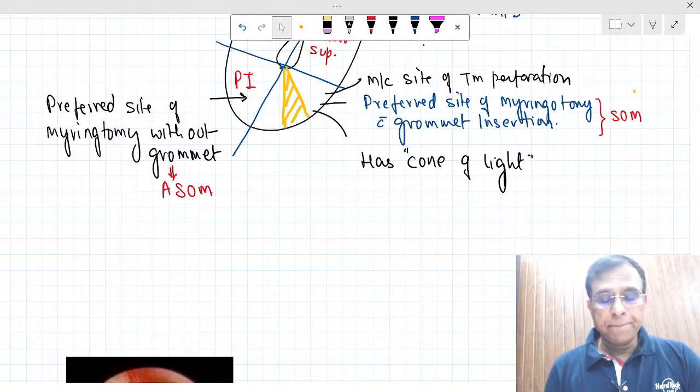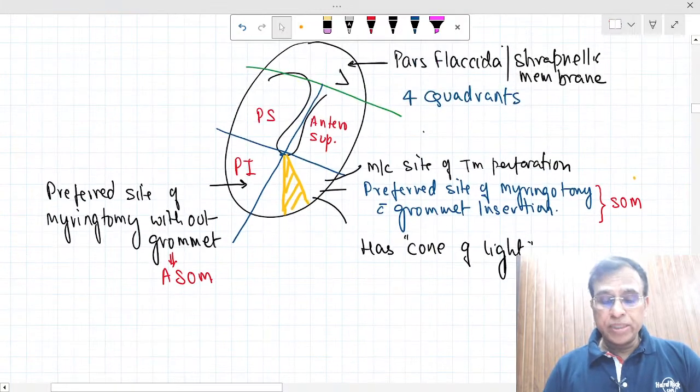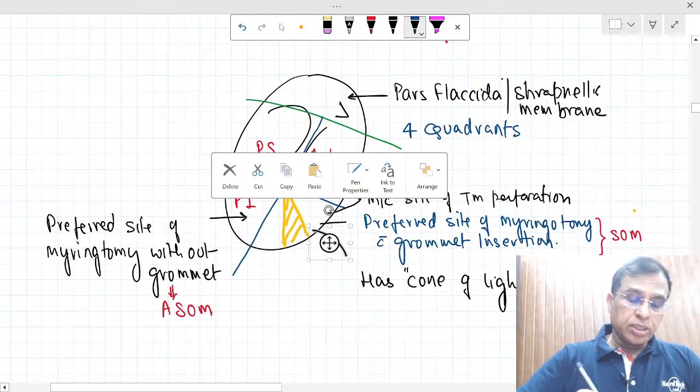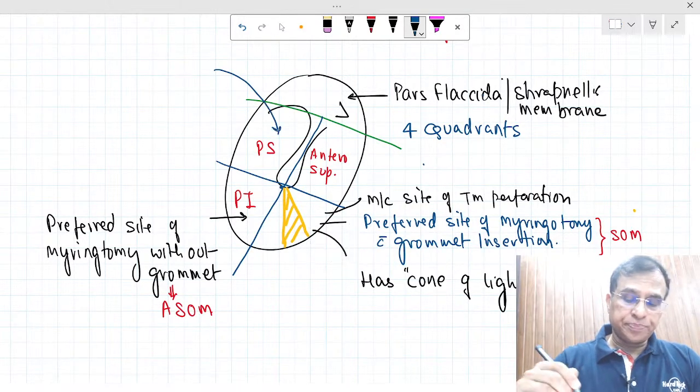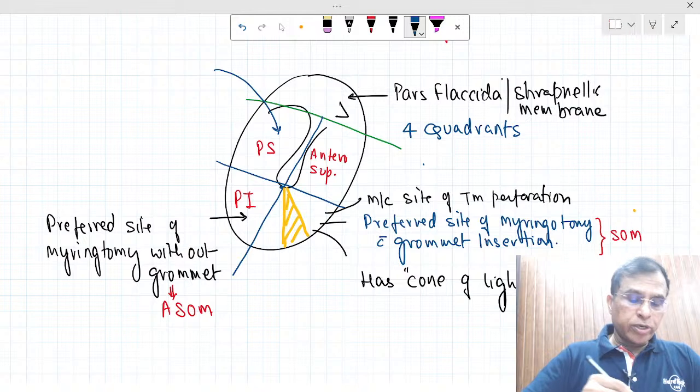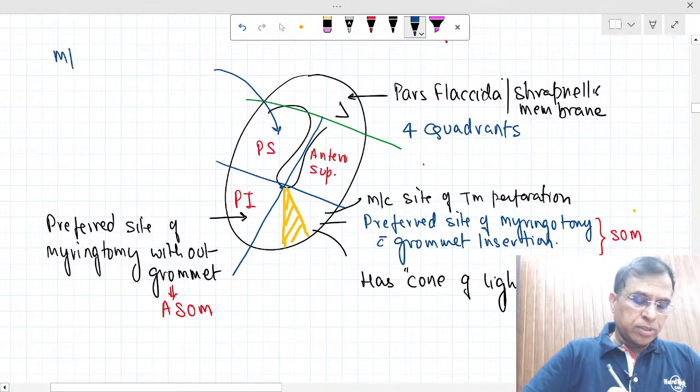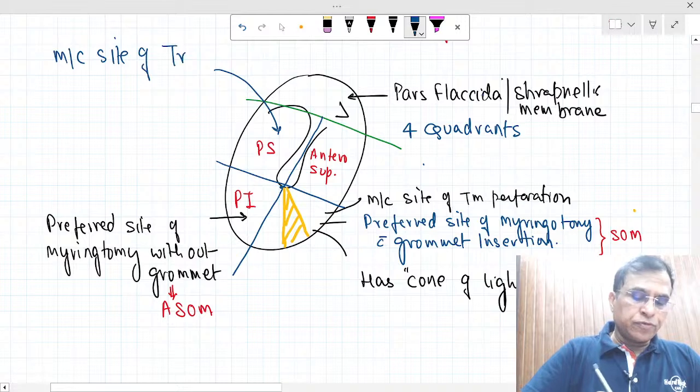Okay. And the last point I want to tell you is related to the posterosuperior quadrant, this one. The posterosuperior quadrant is the most common site of traumatic perforation.